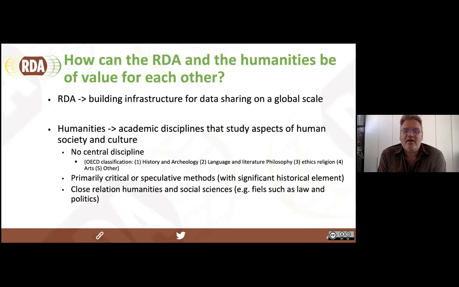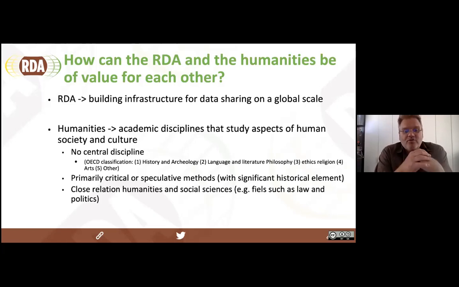Humanities, I see, are academic disciplines that study aspects of human society and culture, and it doesn't have a central discipline. There is, for instance, a classification by the OECD, which says humanities are history and archaeology, language and literature, ethics and religion, arts, and obviously the category other, that's always there. So it depends on which classification you use. There are others as well. But concerning the methods, you could say that humanities primarily use critical or speculative methods with significant historical elements, using historical sources to answer research questions.